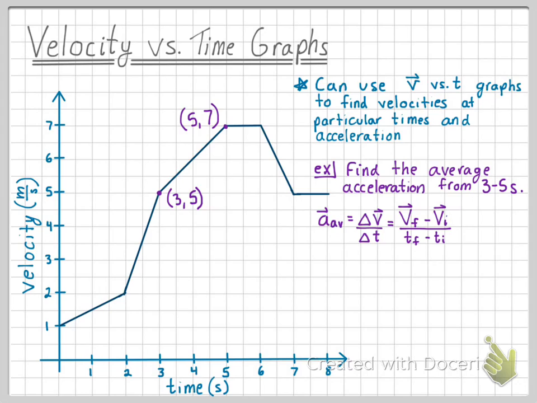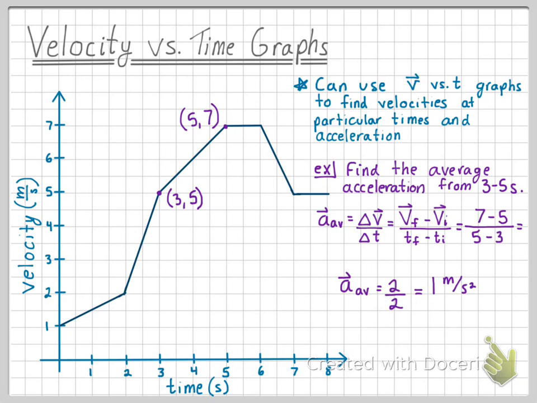Let's place these values into our average acceleration equation. We know that our change in time must be positive, so we know that the time must be 5 seconds minus 3 seconds for our delta t. And then we can place in the corresponding velocities. So we know that the final velocity must be 7 meters per second, and our initial velocity must be 5 meters per second. Once we simplify, we can find that the average acceleration is 1 meter per second squared.